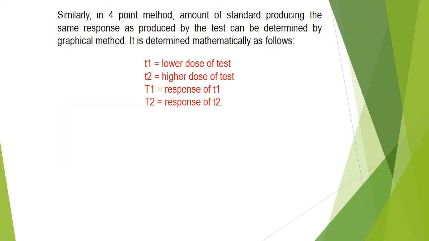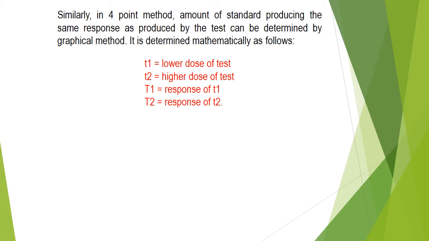Similarly, in the 4-point method, as I mentioned earlier, two doses of test and two doses of standard are being taken. It is said that in the 4-point method, the amount of standard producing the same response as produced by the test can be determined by the graphical method. It is determined mathematically as follows. There is a formula. I did not give it to you.